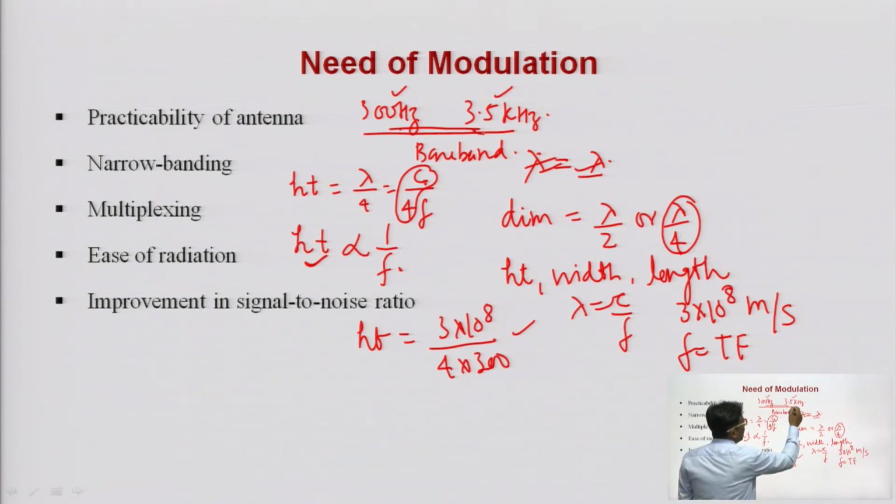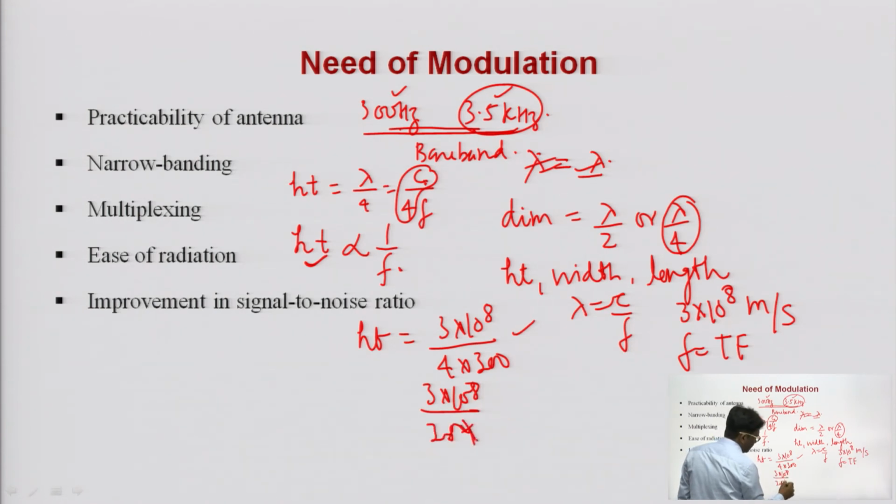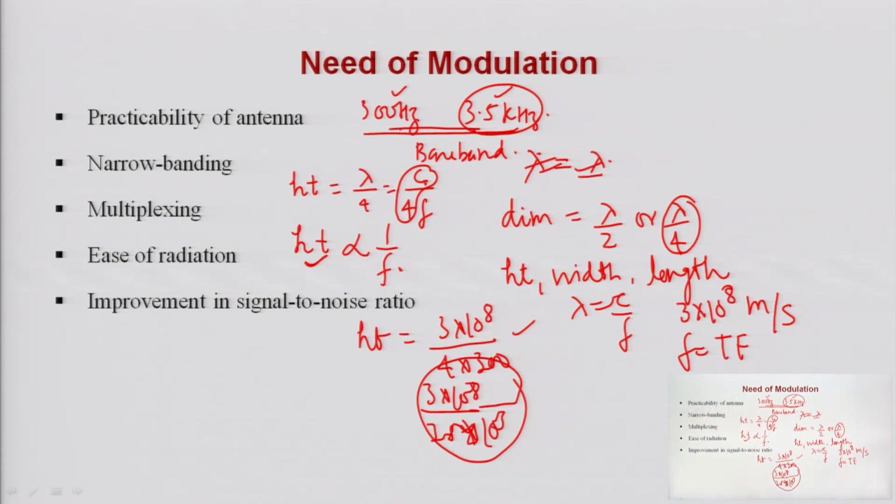If I use the highest frequency component in my speech to transmit, 3.5 kilohertz, so 3 into 10 to the power 8 over 4 into 3.5 kilohertz, then again I need a very large height, length or size of antenna. Practically this is not possible, as the size of the antenna is very large. So, if we transmit the baseband signal without modulation, we require a large size of antenna.